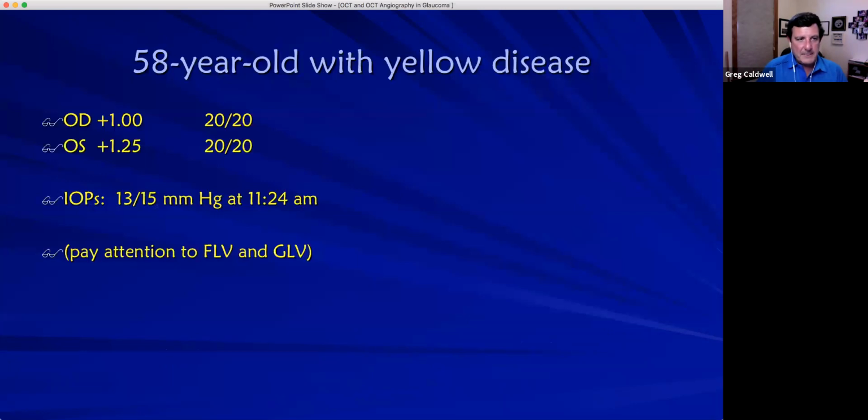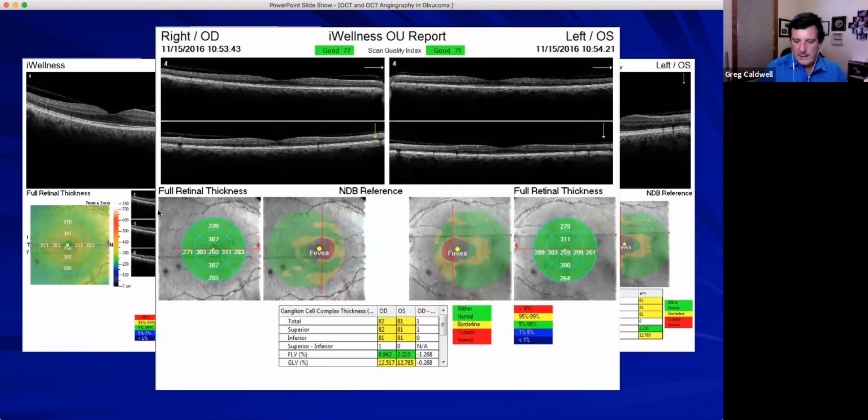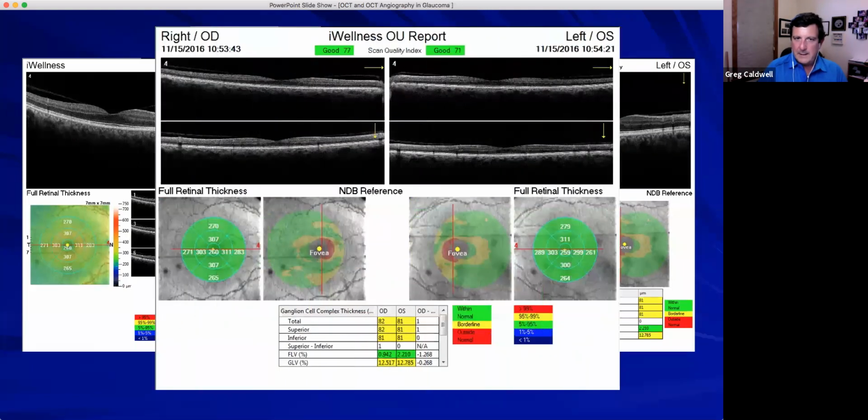And the same thing is going to happen with this 58-year-old with yellow disease. It's a patient with a very low hyperopia. You can see pressures are 13 and 15. And when we jump and take a look, I can look at them individually. I like looking at them together because it helps me to get that symmetry side. Again, when you look at this, there's all kinds of yellow and kind of that arcuate defect that could potentially be occurring from glaucomatous thinning in that GCC area.